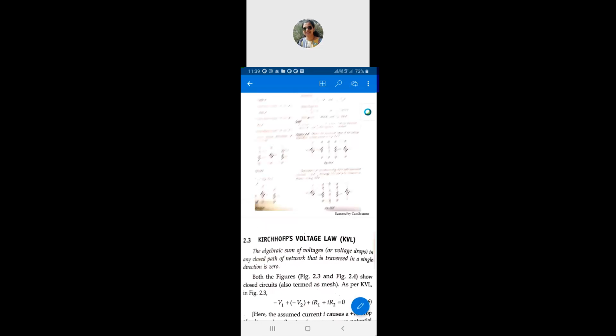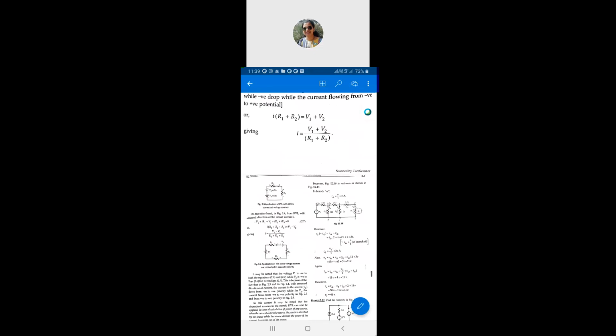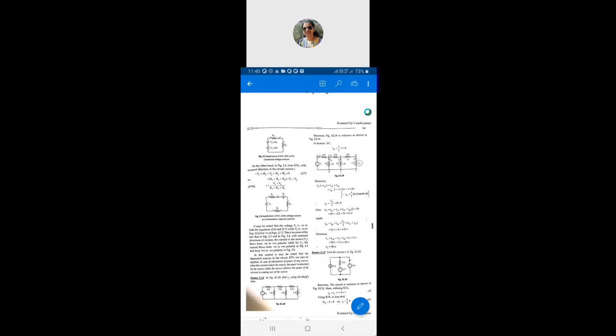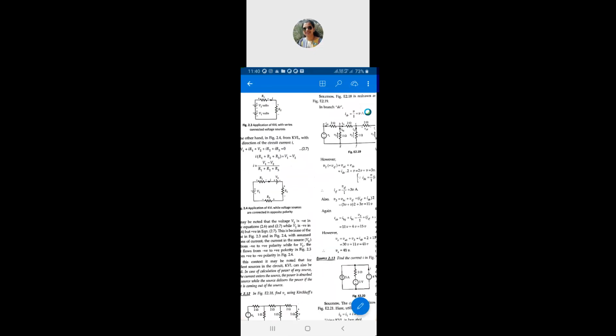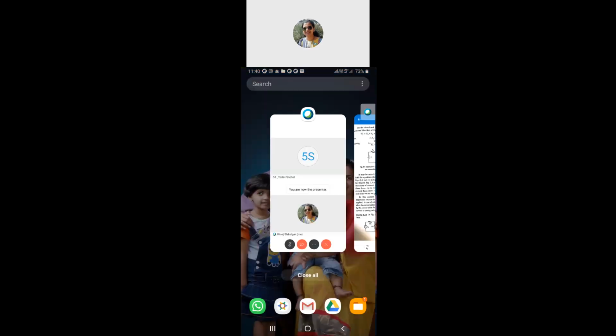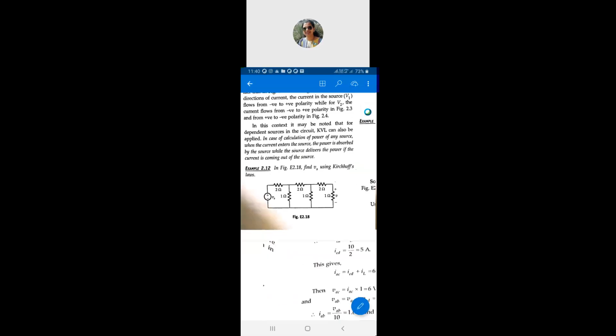We have calculated the value of I for the given circuit, the general value. Okay, we'll solve one example based on Kirchhoff's voltage law. So draw this circuit diagram. We have to find out Vs using Kirchhoff's law. Draw the circuit diagram first.